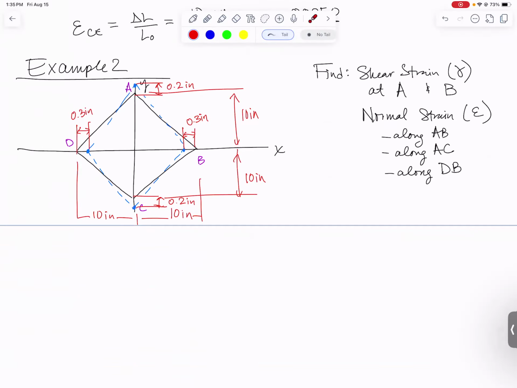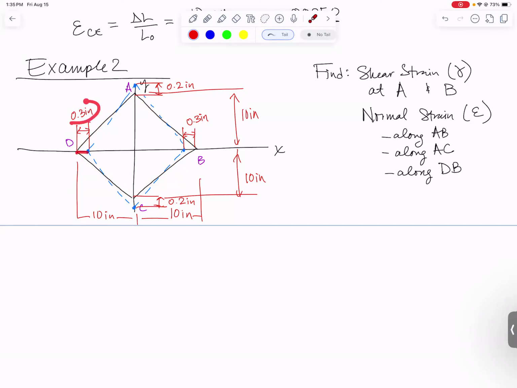Let's do one with shear. This is kind of a complicated problem. Let me talk you through the picture first. So what we have is a square of material. This is supposed to be an actual perfect square so that all of those corners, A, B, C, and D, are all 90-degree angles.